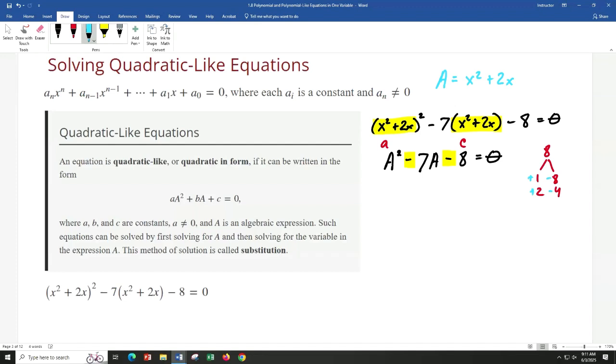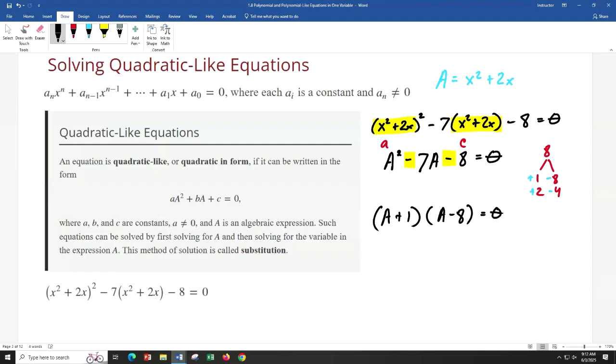So now look how I'm going to rewrite this. I've got a pretty coefficient of 1, don't I? Yeah. Okay, well, let's rewrite it that way. Let's come back in here and look at, okay, I've got A plus 1, and then I've got A minus 8, all equal to 0. Good so far?